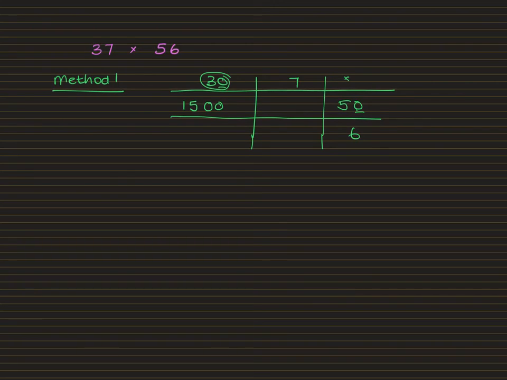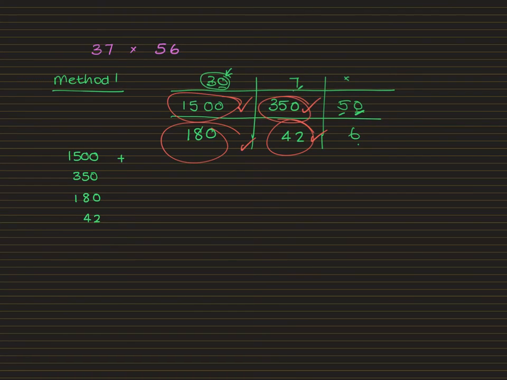Then let's do 7 times 50. 7 times 5 is 35, and I've got 1 0. 30 times 6, 3 6s are 18, and I've got 1 0 there. And last but not least, 7 times 6 is 42. So I then proceed to add all those values up. The hard thing here is that this one takes a little bit more time, but it might be easier. You just got to remember, you get every single number there, and you've got to be careful to use these ones.